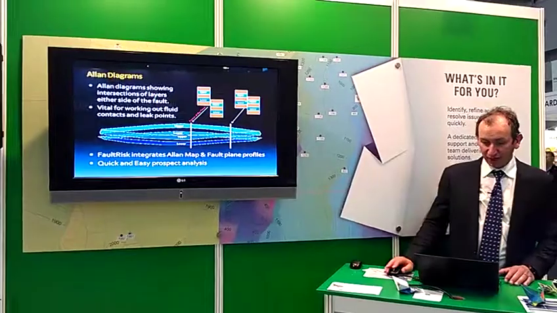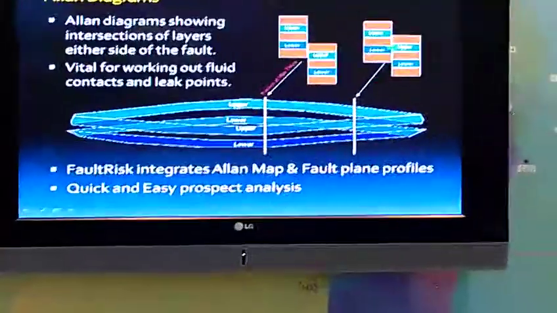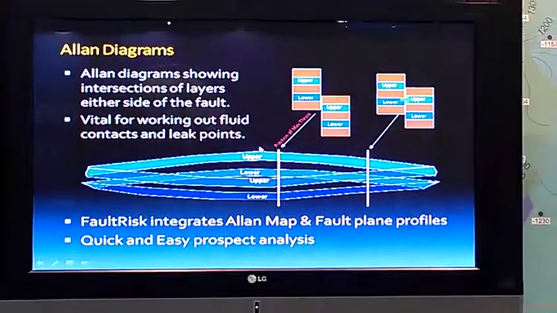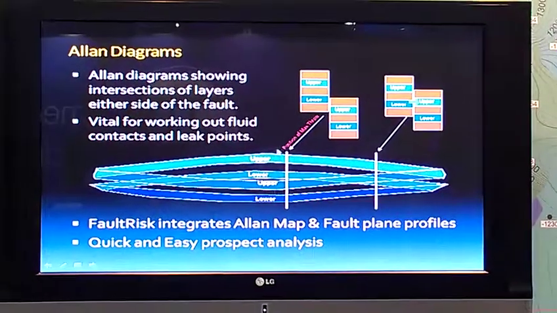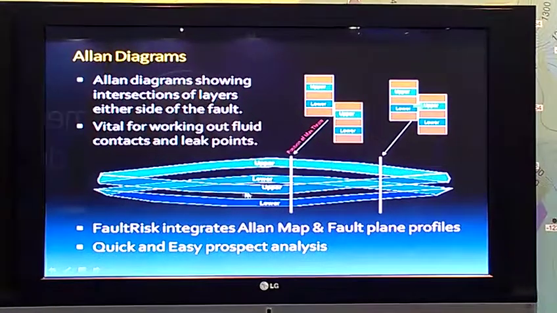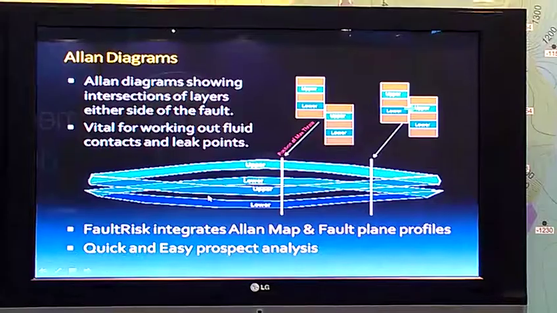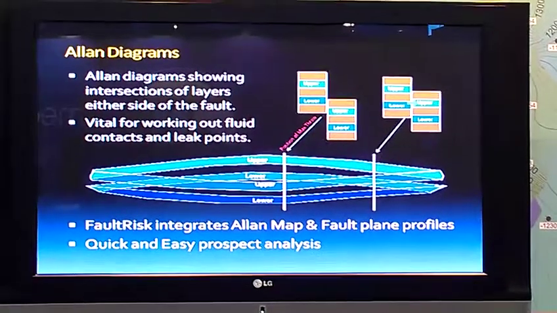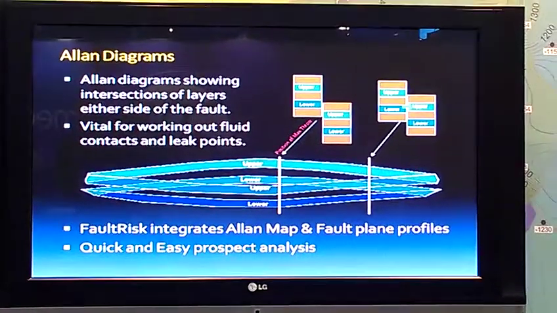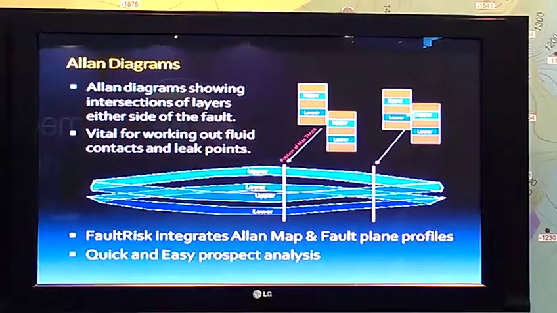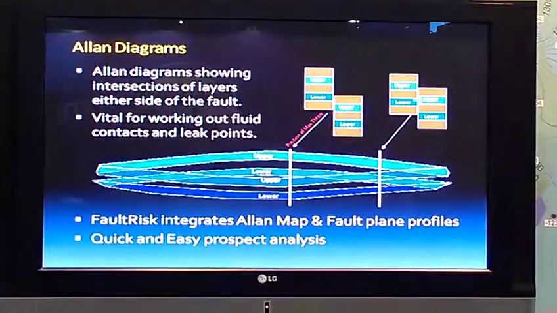What we're looking at here is the upper reservoir up here, on the other side of the screen. That's the footwall. That's downthrown down here. So what we're looking at is a cross-section across the fault, representing information from the hanging wall and the footwall in that same plane, and superimposing them, seeing where the sands and shales juxtapose.